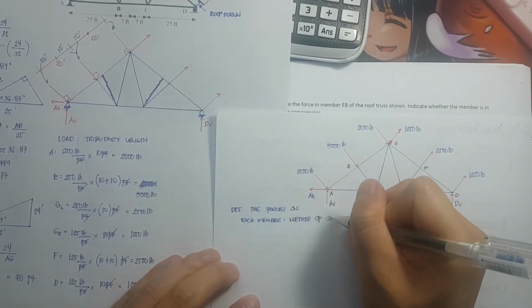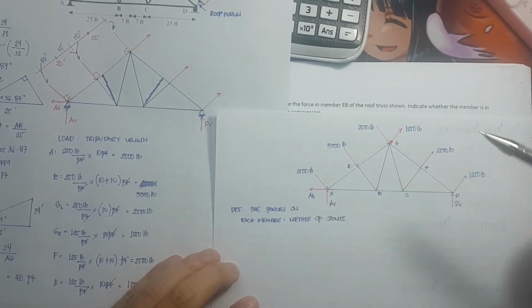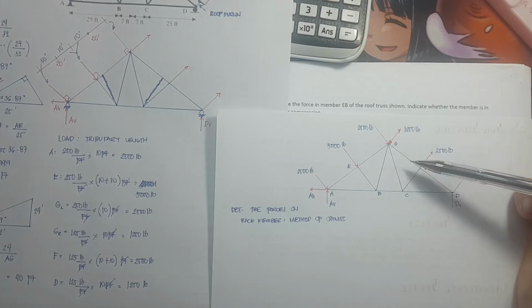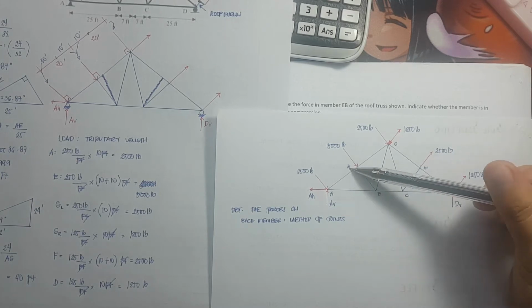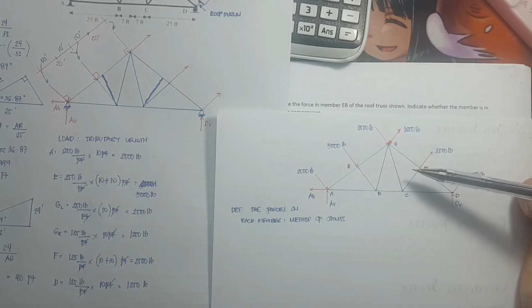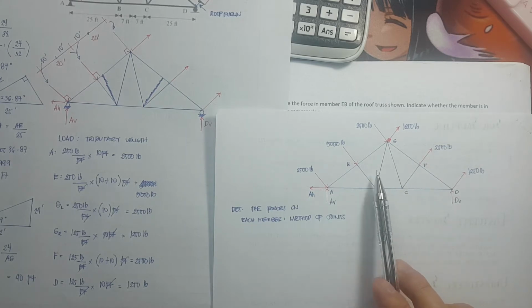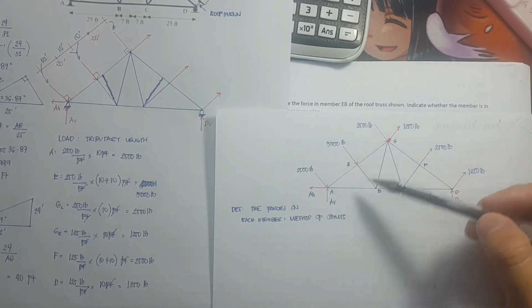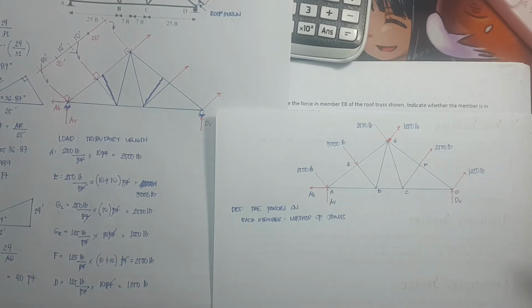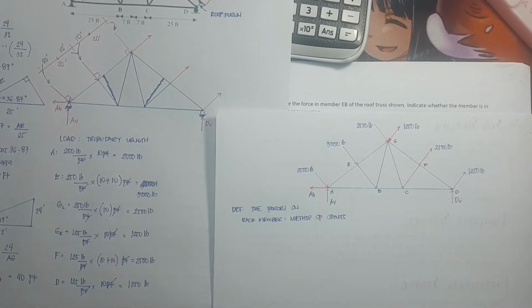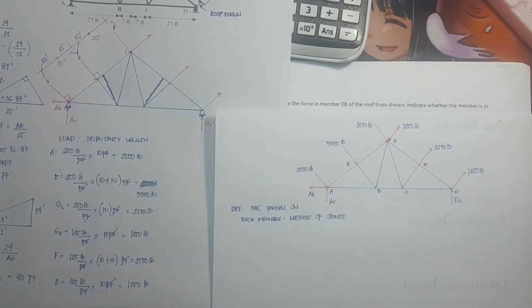Because if we use the method of sections, it will be more procedural. Take note, we have 1 2 3 4 5 6 7 8 9 10 11. We have 11 members, so you need to cut here and there. If we use the method of joints, we can draw the joints of each of these truss members, and that would be more practical.